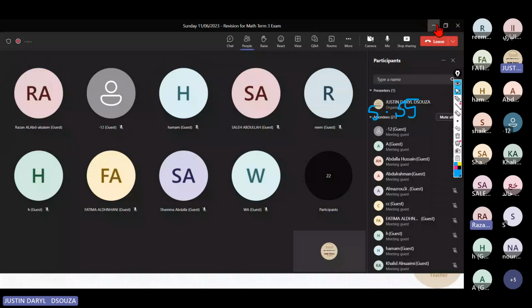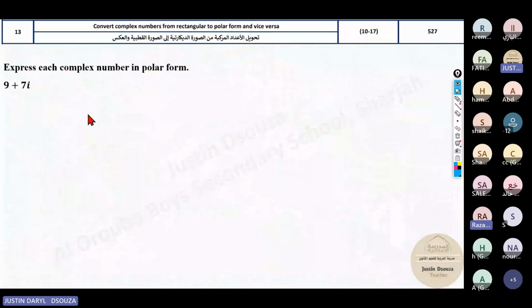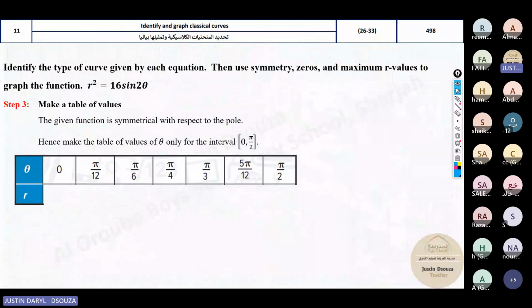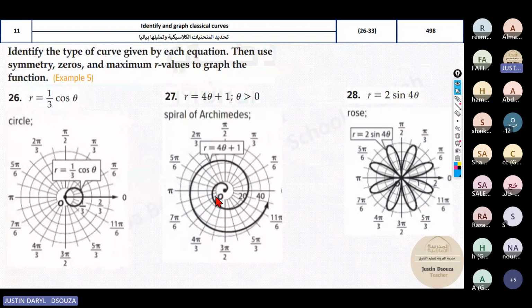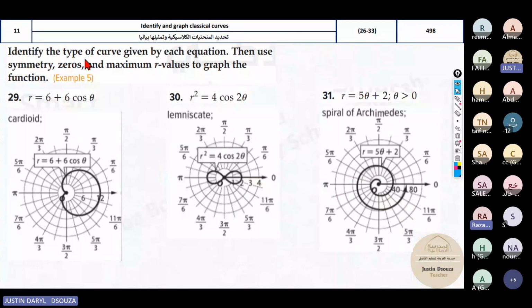Yes, Razan. I think topic 11, how to find the symmetry and the zero and the maximal r value. Okay, this one. Now, over here, you basically have to just graph it, right? That's the main thing. It is a multiple choice question, just to choose the correct graph. Because it's MCQ, you will just have to select the correct graph.